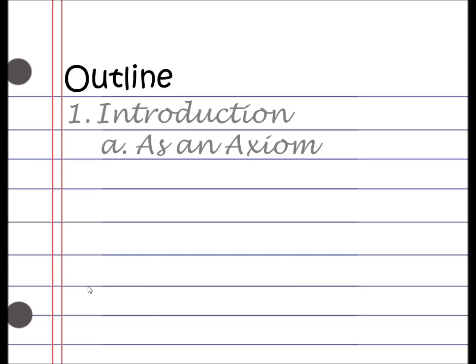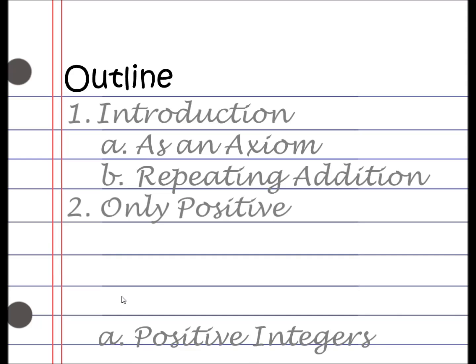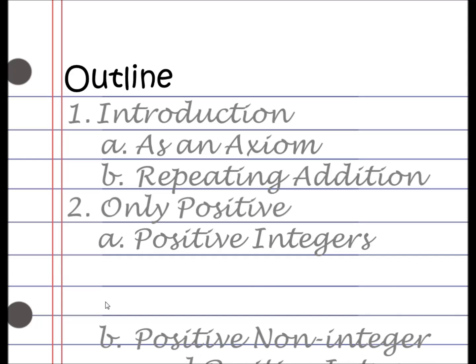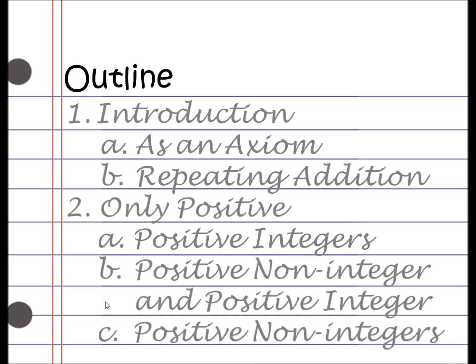I would like to give my outline so that you'll know what I'm covering and in what order. First, I'll be giving an introduction. I'll be talking about this property as an axiom and give the definition of what an axiom is. Then I'll be talking about repeating addition because it's used a lot in this set of videos. If you're already comfortable with this concept, feel free to skip over it. Then I'll be talking about the cases in which you have only positive numbers: when you have only positive integers, a positive non-integer and a positive integer, and then positive non-integers.